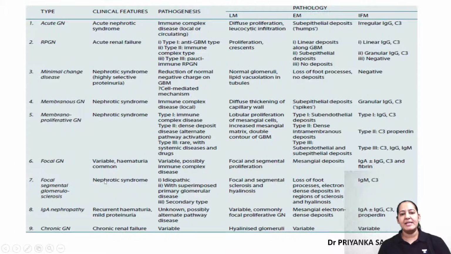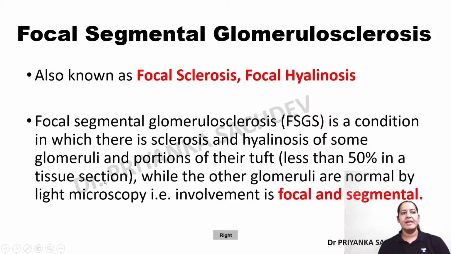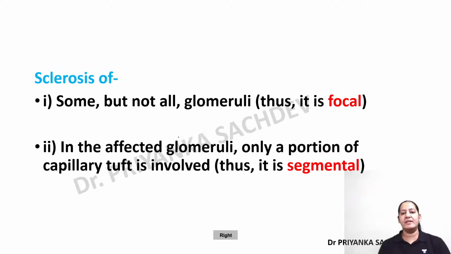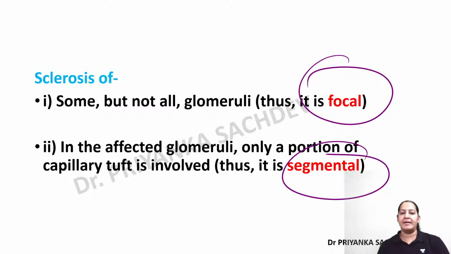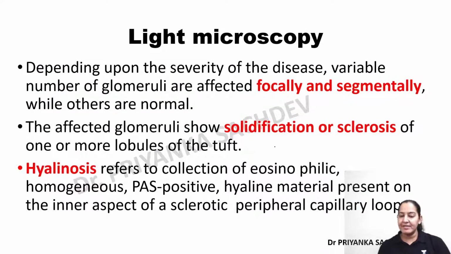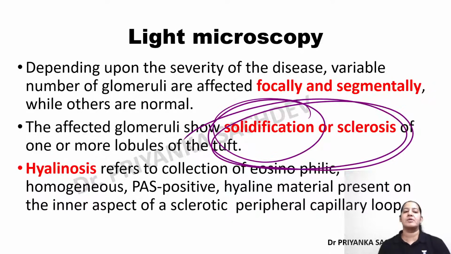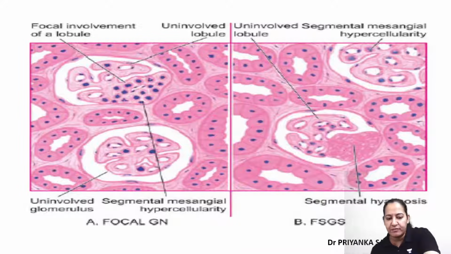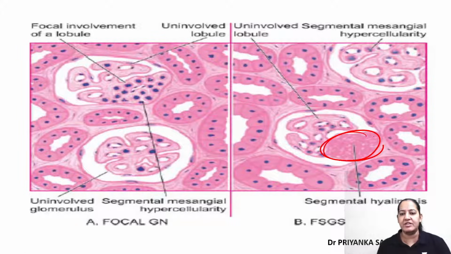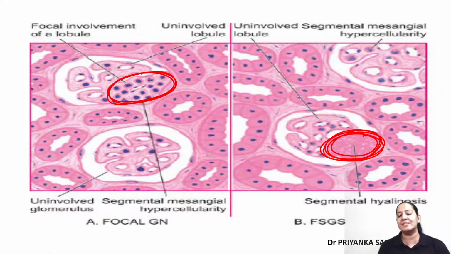In FSGS, again the disease is focal and segmental. That is, some glomeruli are involved, some are not involved. And the glomeruli which are involved are partially involved and partially not involved. And what is the problem? The problem is not hyperproliferation. The problem is solidification or sclerosis. I can see this portion of the glomerulus is solidified or sclerosed, in contrast to FSGN, where this portion of the glomerulus is hypercellular.